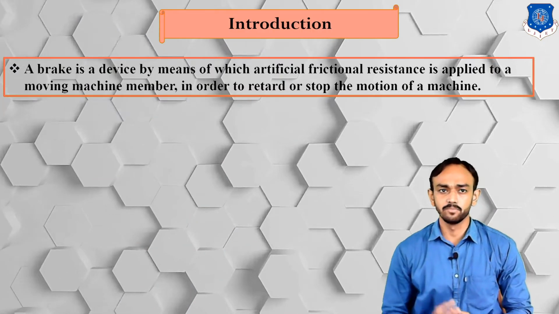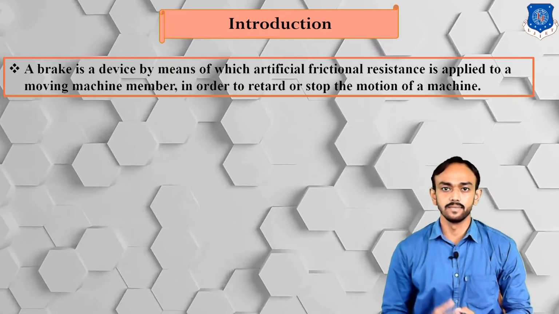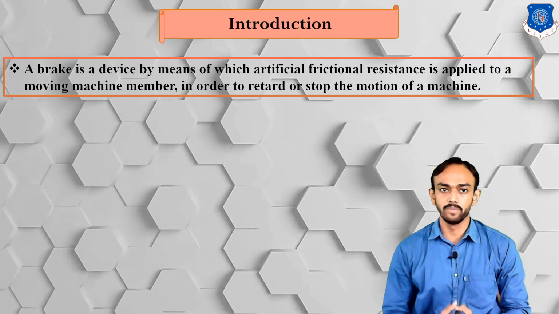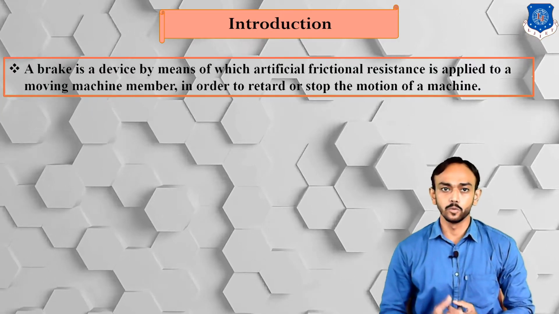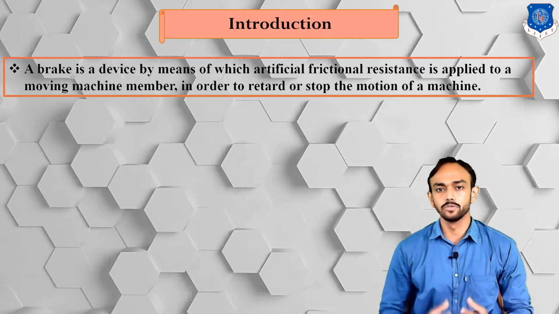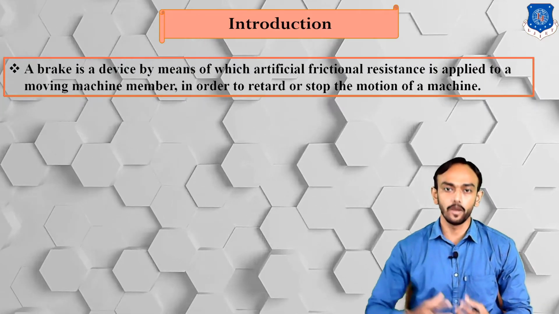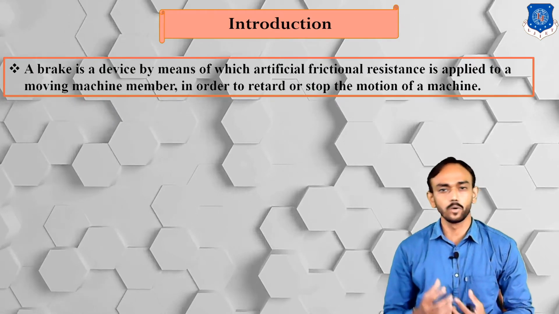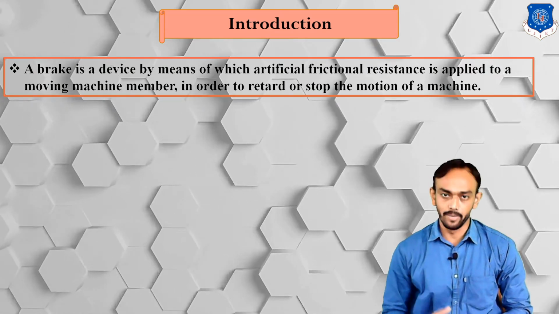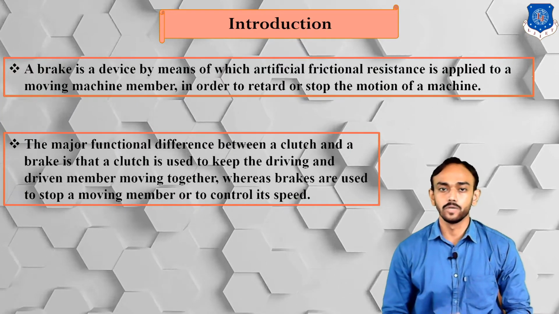Brake is a device by means of which artificial frictional resistance is applied to a moving machine member in order to retard or stop the motion of a machine. As you know, we use brakes in a lot of machinery and vehicles to stop or decrease the rotary motion of a particular element. And the second element you also know is the clutch.